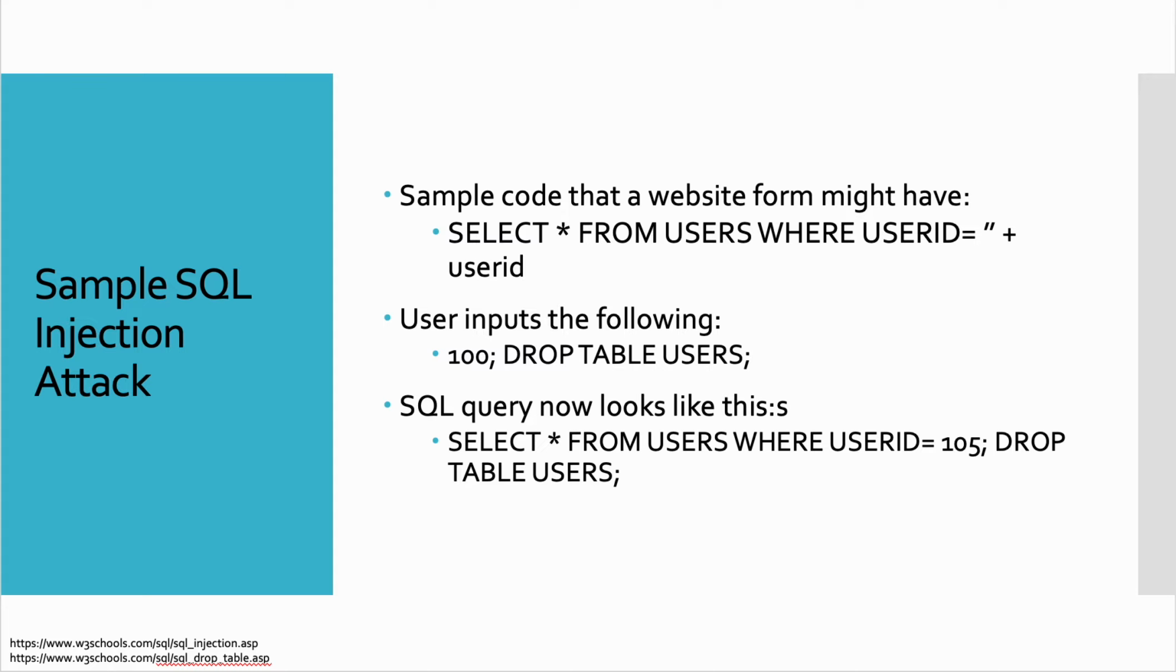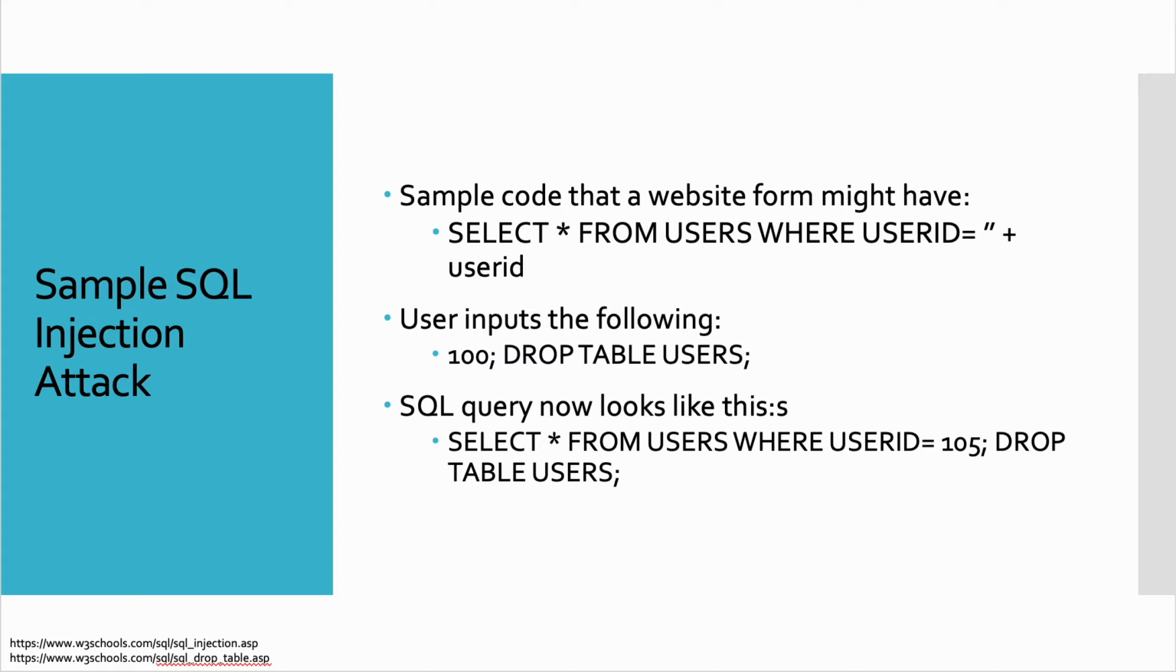Then the user would input 100. So that's, again, the user ID. Then the semicolon, which in SQL ends the query, and then drop table users, semicolon. So that's finishing that first query, saying, okay, look up the user ID 100, end that query, start the new query, drop table users, and then end it. And that's what they would put into the form.